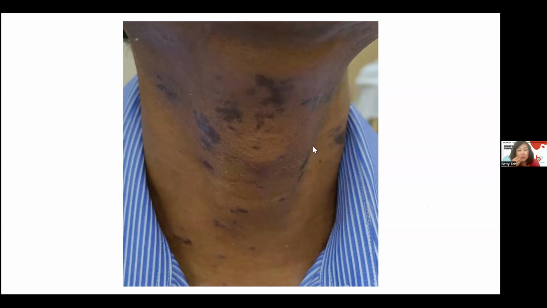It looks like ecchymosis. Nope, no ecchymosis. No injury there. Slightly itchy. Tinea nigra? Nope. Tinea barbae? Not tinea. Photosensitive. Okay, it occurs on a photosensitive area.